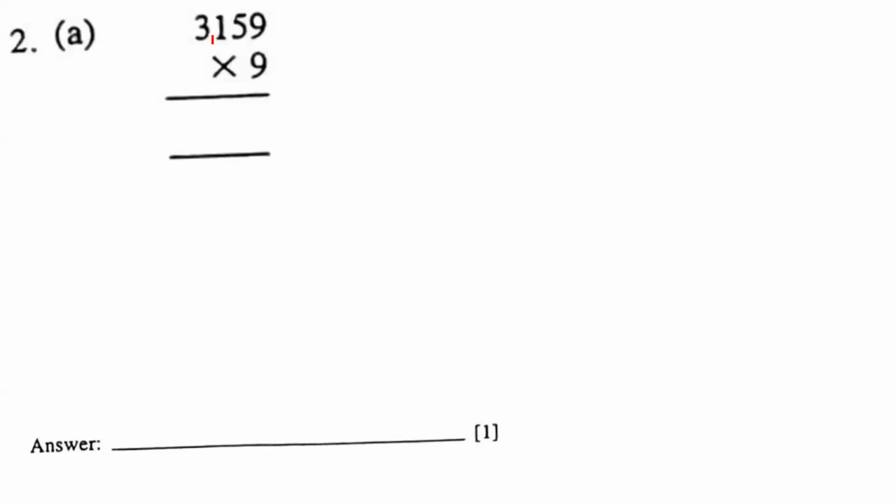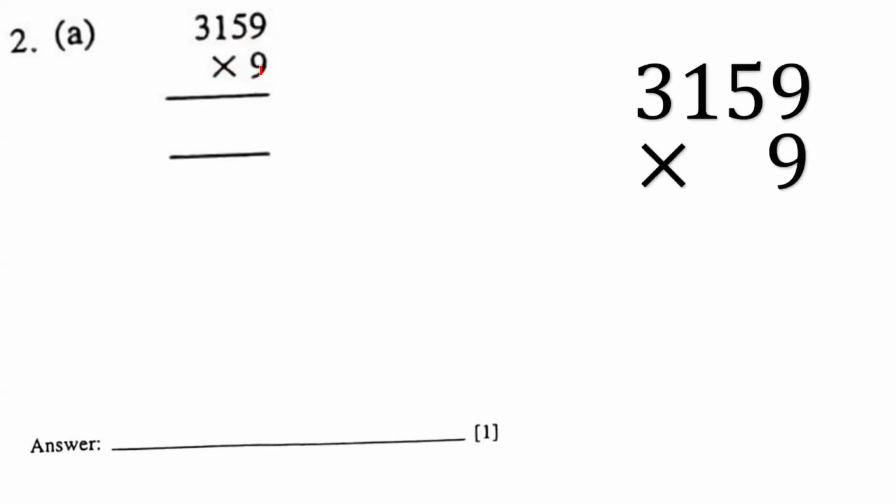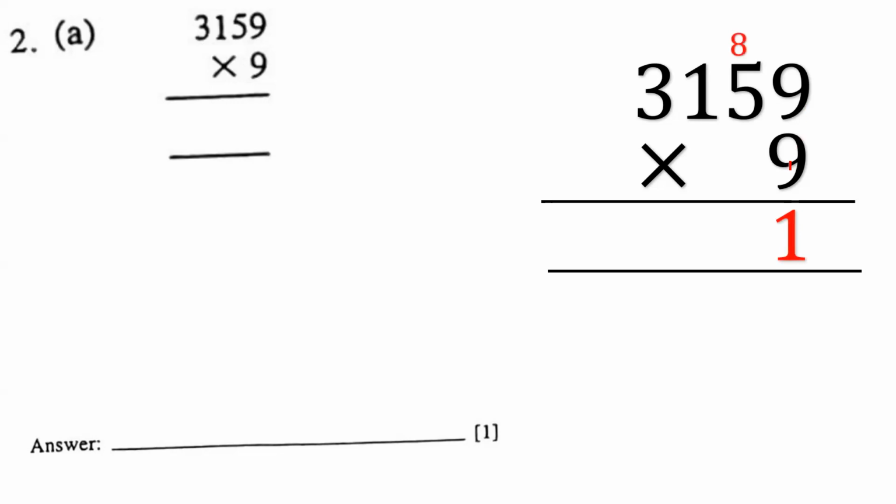Now let's move on to question 2a. Here we have 3,159 multiplied by 9. And so let's consider this multiplication. Notice that we have a 9 times 9. 9 times 9 is 81. We put the 1 down. We put the 8 above. And then we say, what is 5 times 9? Well, 5 times 9 is 45 plus 8. 45 plus 8 is going to be 53. We put the 3 down below. We put the 5 above.